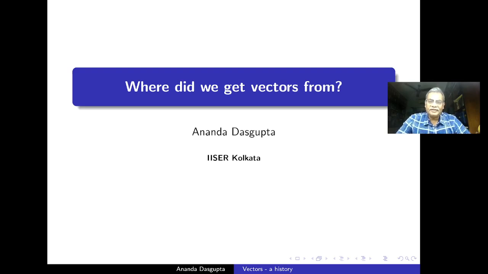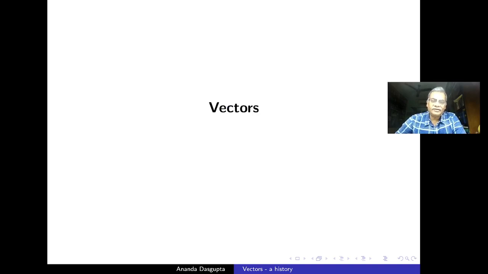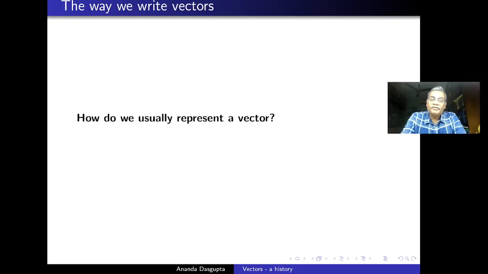So, as you can see, the title of my talk here is Where Did We Get Vectors From? And to begin answering this question, we will start with another question. Now, how do we usually represent a vector? By usually I mean, say, when you're in high school or in the first year in college.